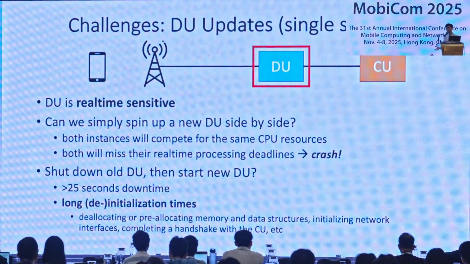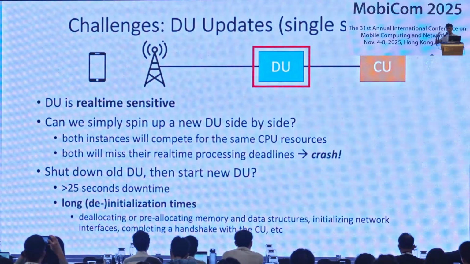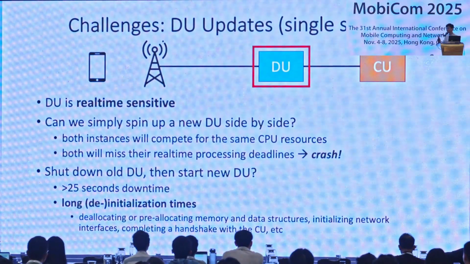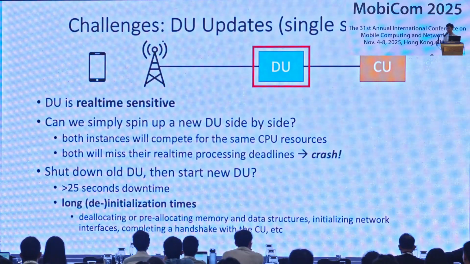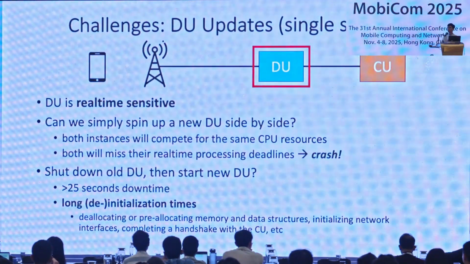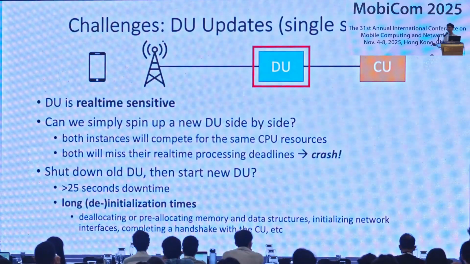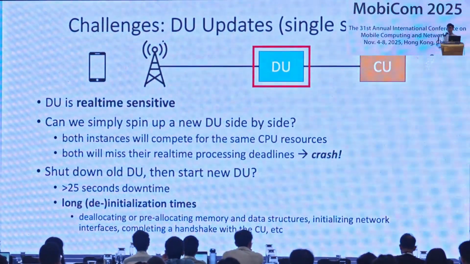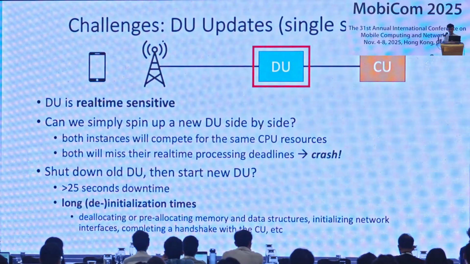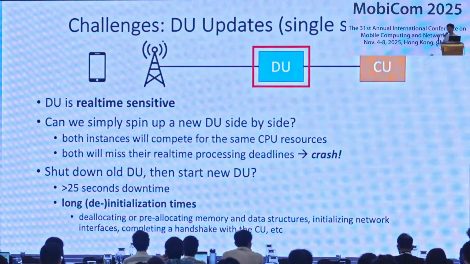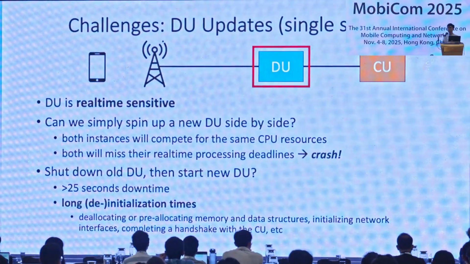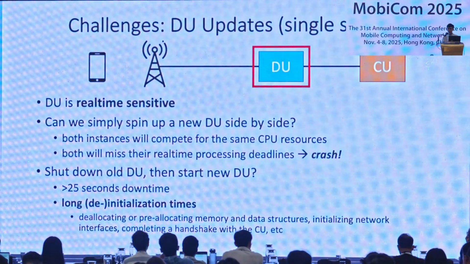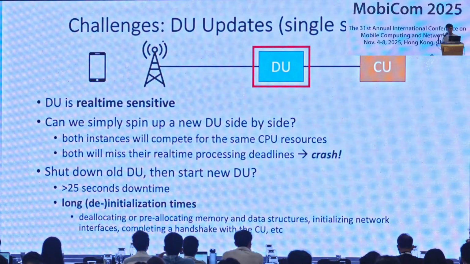If you look at the second option, which is what is currently being done, we shut down the old one and then start up the new one. Based on our measurement, at least in our setup, the downtime is more than 25 seconds, and it can be even longer. The reason behind this long downtime is twofold. Number one, when you shut down the old DU, it takes some time to deinitialize and release the resources. And second, when you start up the new DU, it takes time to pre-allocate the memory, start up the network interface, and also wait for the system frame number to realign. So this is about the challenges relating to DU updates.